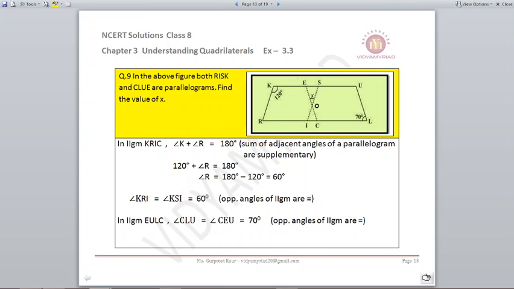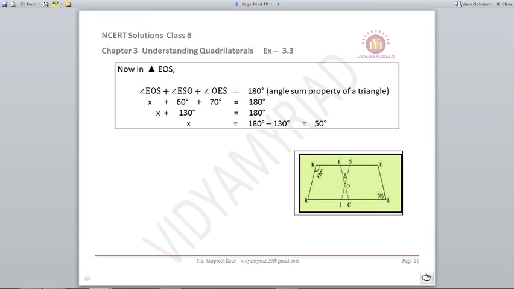Same way, take the parallelogram EULC. Here 70 degrees is already given to you. Its opposite angle will be E, that will also be 70. Now if you look at the triangle EOS, angle E is your 70, your angle S is your 60 degrees. You can easily find out x by using the angle sum property. So x plus 130 comes out to be 180, x is equal to 50 degrees.